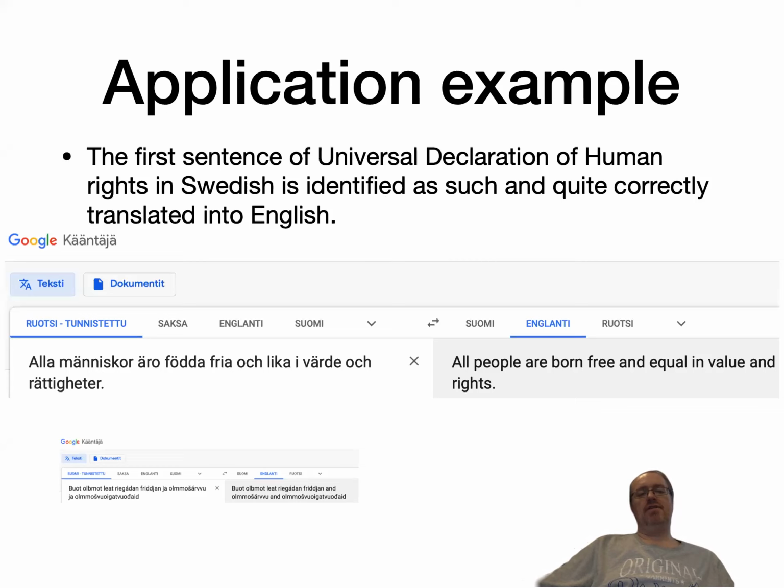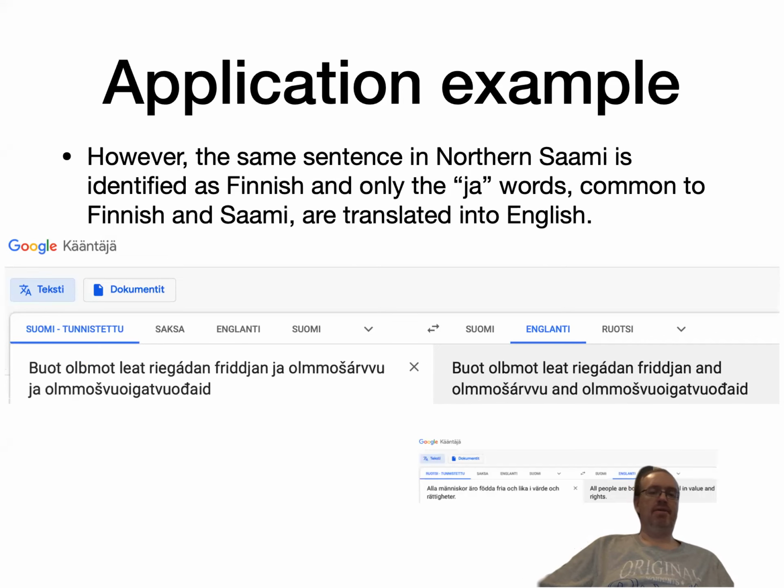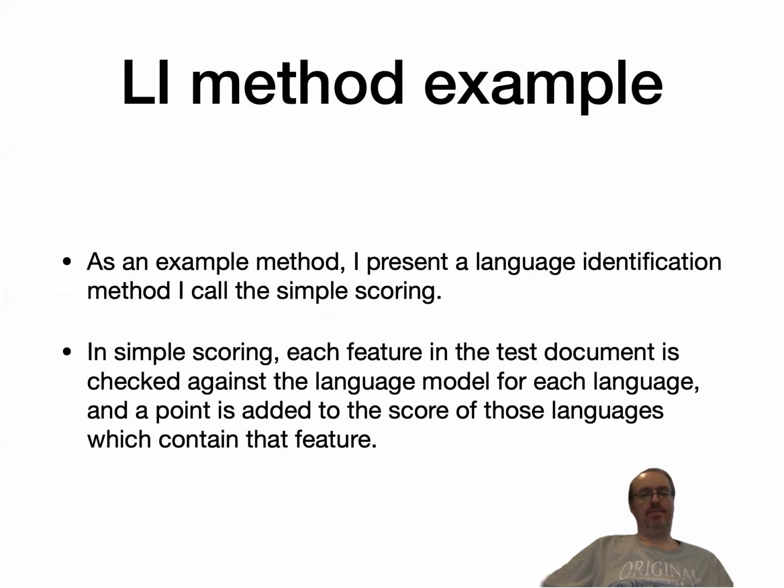The first sentence of the Universal Declaration of Human Rights in Swedish is identified as such and quite correctly translated into English. However, the same sentence in Northern Sami is identified as Finnish, and only the "ja" words common to Finnish and Sami are translated into English.